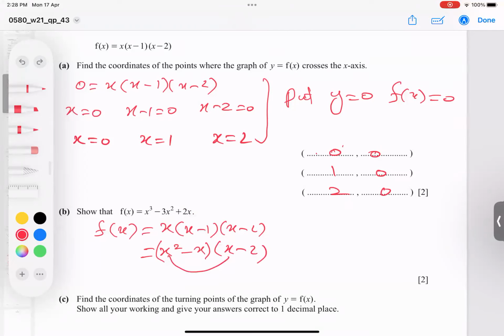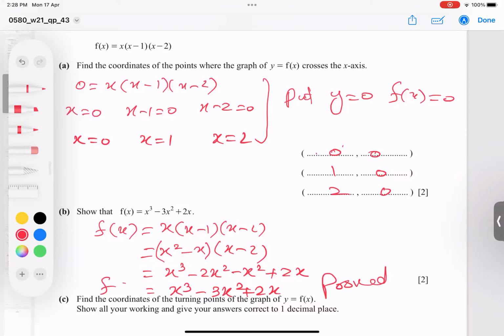x square into x will give you x cube. x square into negative 2 gives negative 2x square. Negative 1 into x gives negative x square. And negative x into negative 2 becomes plus 2x. So x cube is there, and these two values, negative 2x square and negative x square, give negative 3x square, and plus 2x. So proved. f of x is proved. You see, it totally matches. Okay, done.